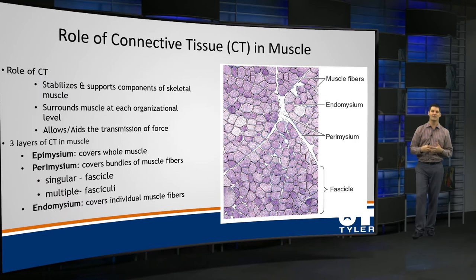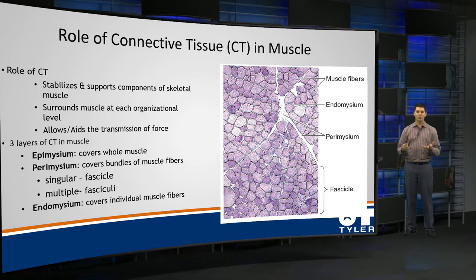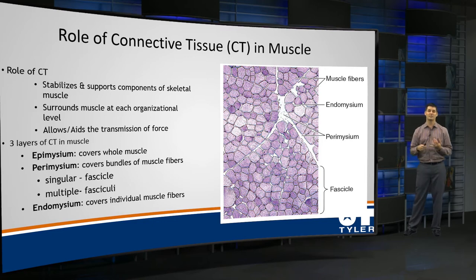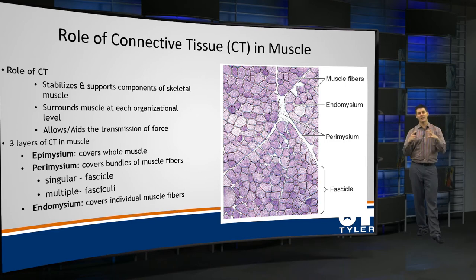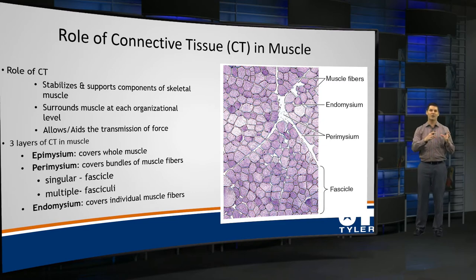Before we move on, one other kind of image and idea of connective tissue. Again, what is it, what does it do, and how do we see it? Right? So the role is several parts. First, it's there to stabilize and support components of skeletal muscle. Right? This is important because it is stretchy. It is able to add that property of elasticity and extensibility into the muscle to stabilize and support it. It's also going to surround muscle at an organizational level so that we create groups of muscles, groups of myofibers in the muscle. And this is important especially for large muscles so that we can compartmentalize the muscle into smaller groups.